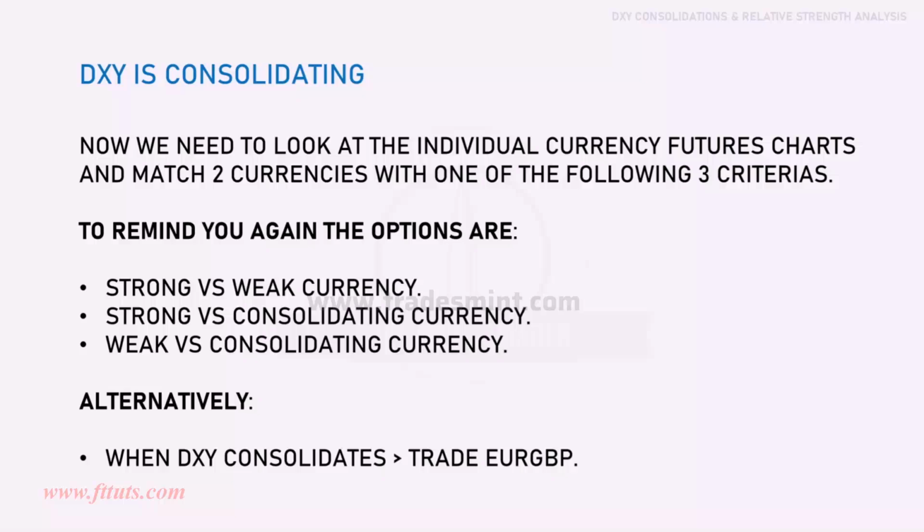Now we need to look at the individual currency futures charts and match those 2 currencies with one of the following 3 criteria. Now again, to remind you, the options are strong versus a weak currency, strong versus a consolidating currency, and then a weak versus a consolidating currency. And alternatively, when DXY consolidates, we can also trade Euro GBP, right? Because it's a cross which moves when DXY is consolidating.